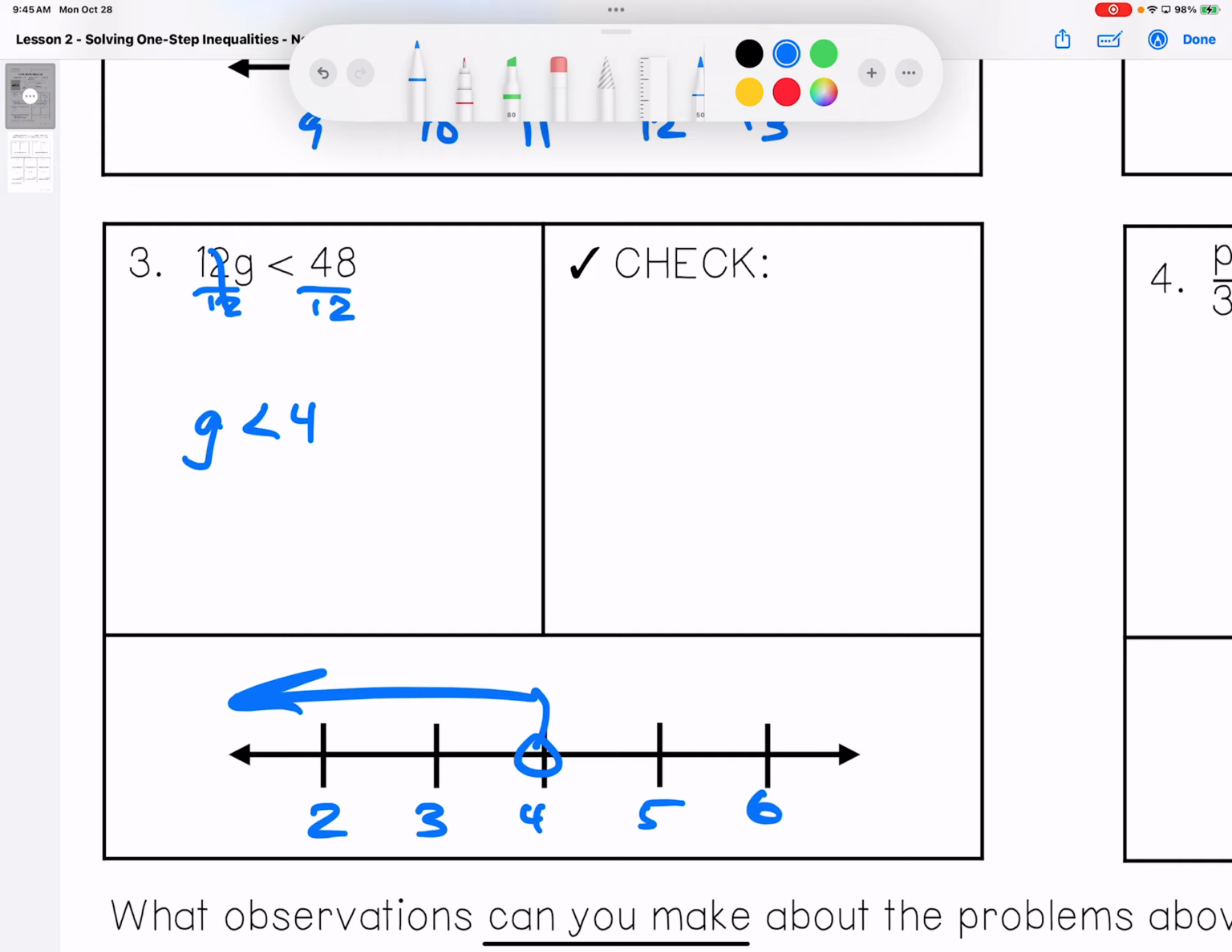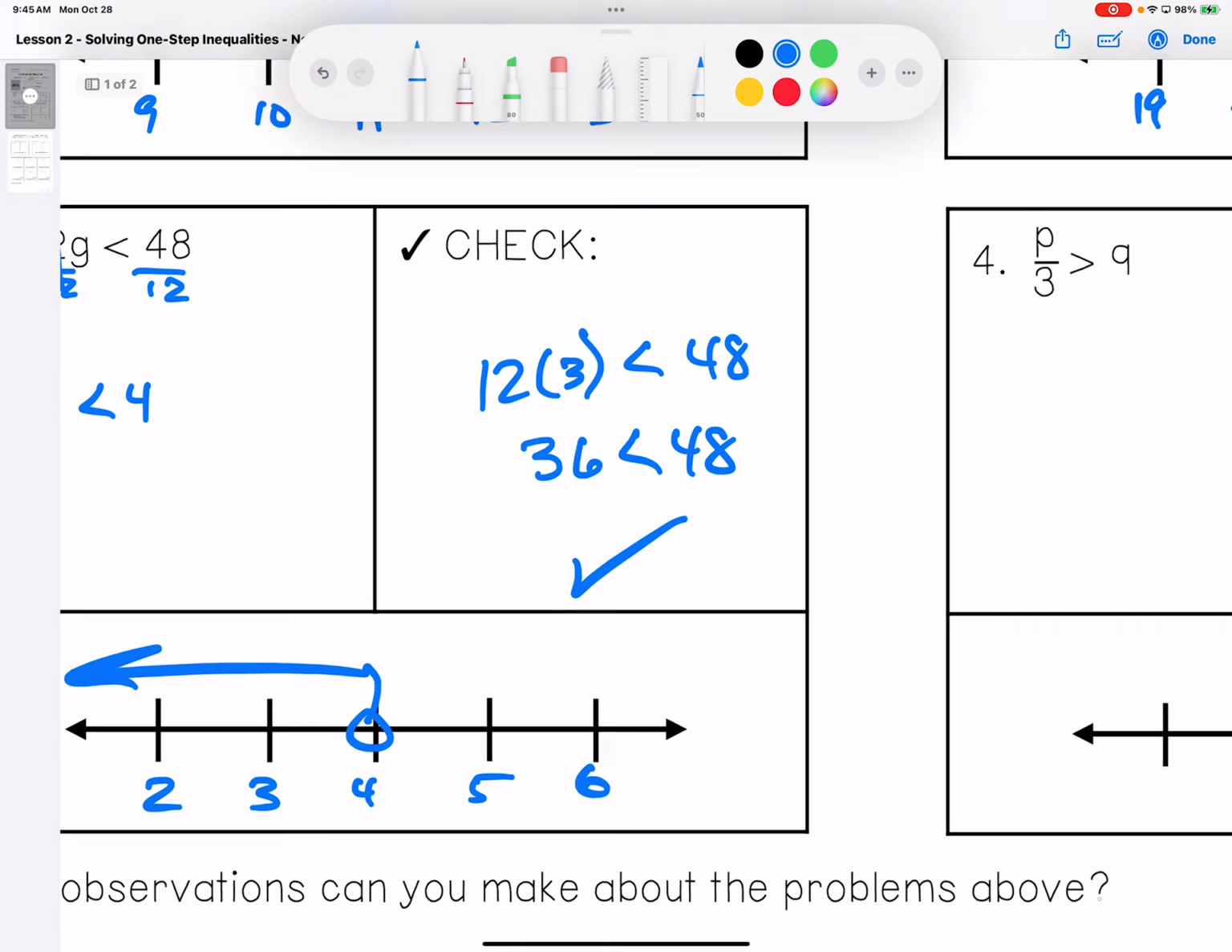Same steps as solving equations so far, guys. So I'm going to pick a number, which is 3. 12 times 3 is 36, less than 48. Check, it is.